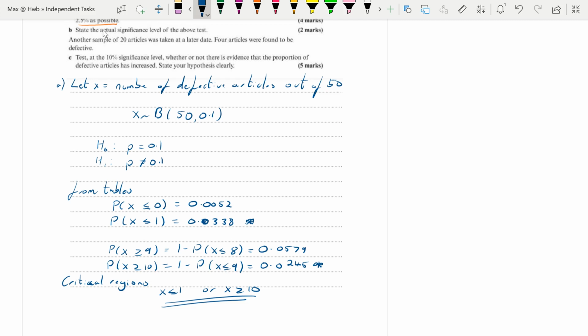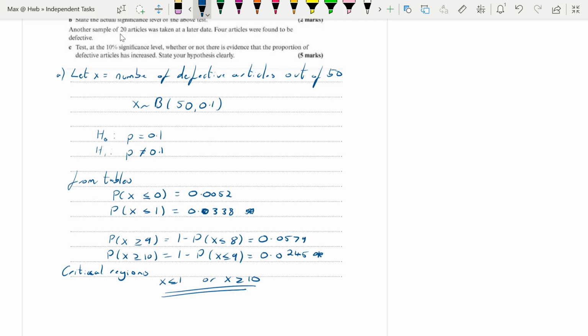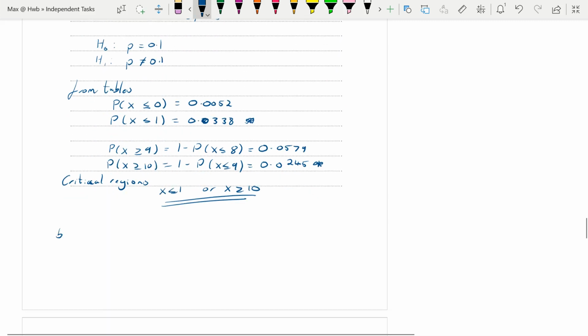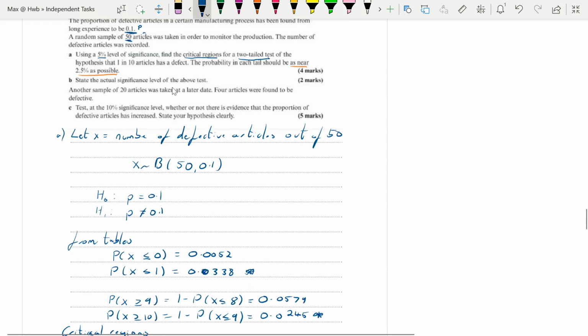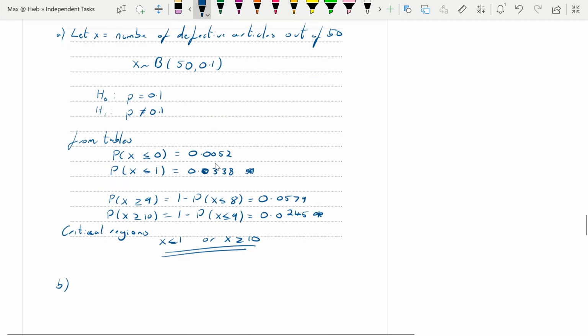So, part B says, and I'm actually going to do this underneath it just so we can keep this bit together, and then we'll do part C on the next slide. Part B: state the actual significance level for the test above. Although we technically used 5%, we halved it and looked at 2.5. I'm actually using these two values, so these are the two probabilities that I've got.